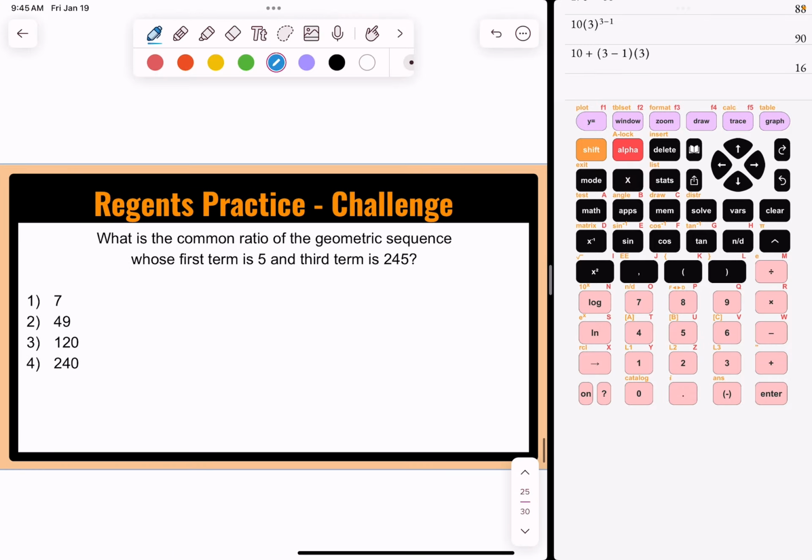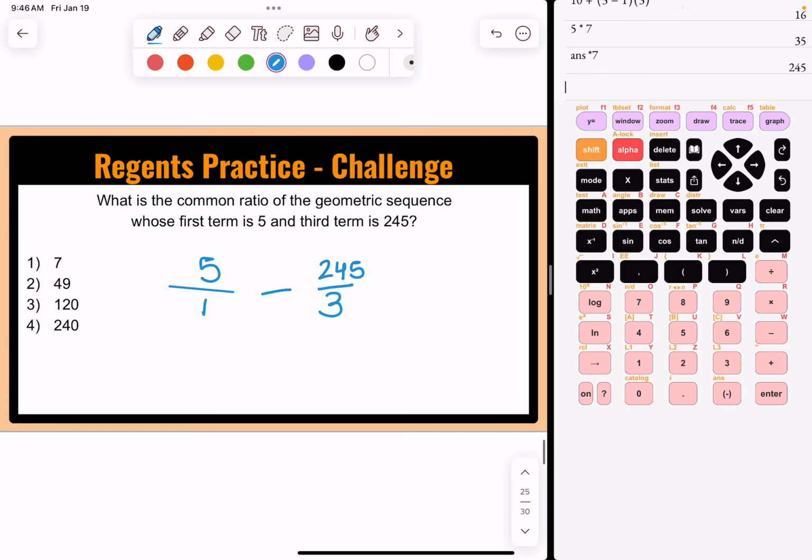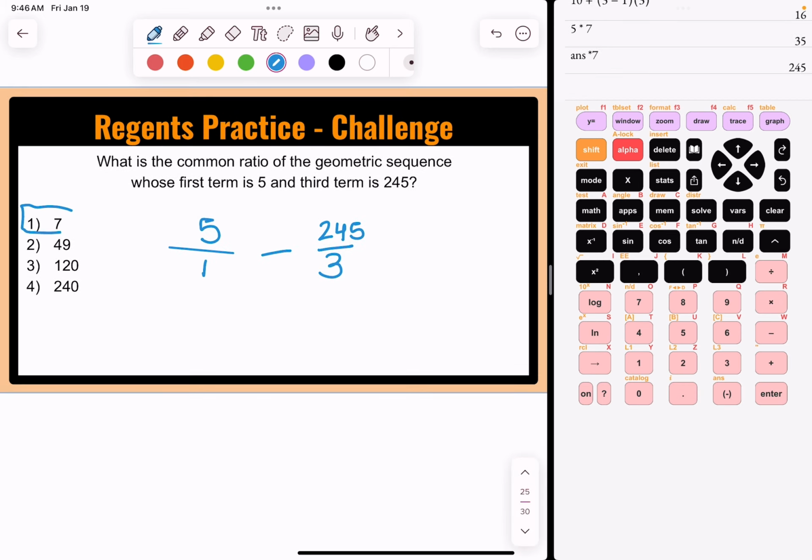Now let's look at this next one. What is the common ratio of a first term who is 5 and a third term who is 245? Let's try all the answer choices. Choice 1 says 7. 5 times 7 would get me 35, and 35 times 7 would get me 245. So that's my answer. Let's think about why this is true. If you do 245 divided by 5, you get 49, which might make people think the answer is 49, but we have to separate that into the 2 different terms, which is 7 and 7.